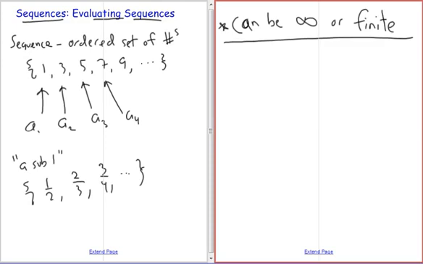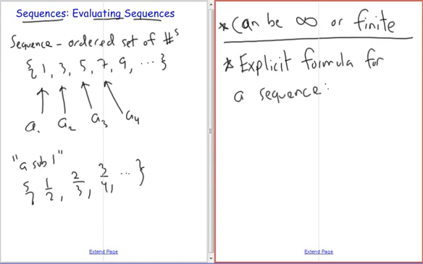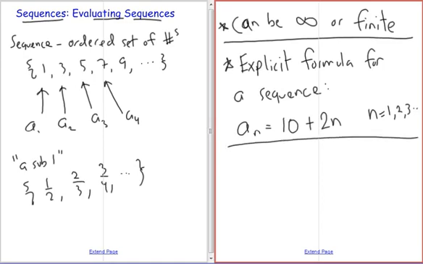So what else can we do with a sequence? You can have an explicit formula, which very clearly lays out what the terms are for a sequence, such as we could say that a sub n, or the nth term, is equal to maybe 10 plus 2n, where n is 1, 2, or 3. In that case, you could build the sequence. So rather than having the sequence already listed out for you, you have this formula.